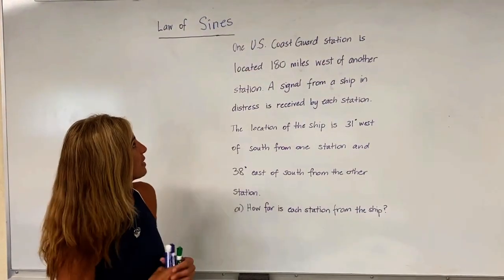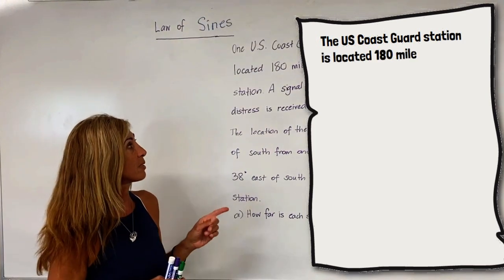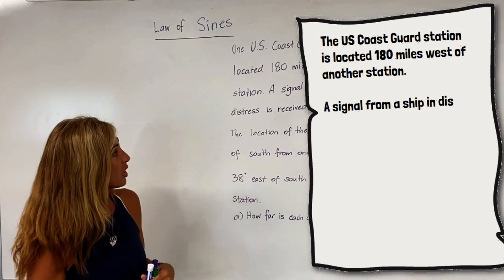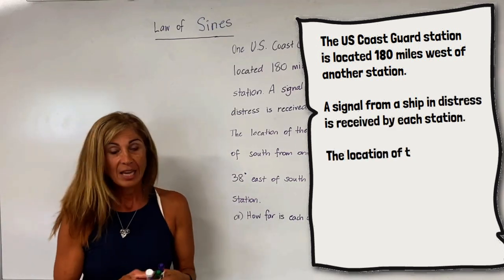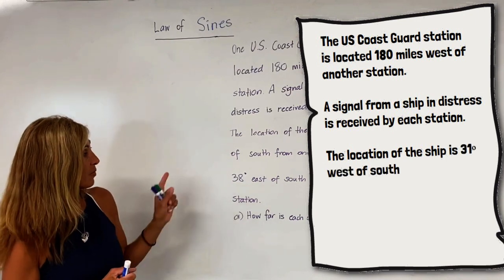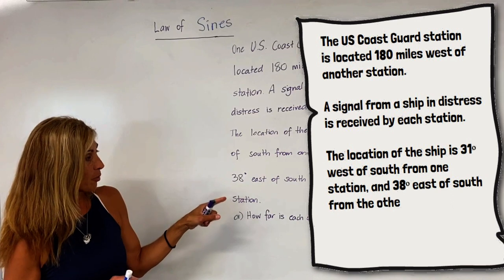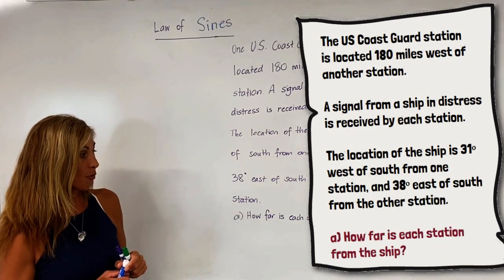Today we're going to look at our thinking problem using the law of sines. So the problem has been set up. We've got a US Coast Guard station located 180 miles west of another station. A signal from a ship in distress is received by each station. The location of the ship is 31 degrees west of south from one station and 38 degrees east of south from the other station. How far is each station from the ship?